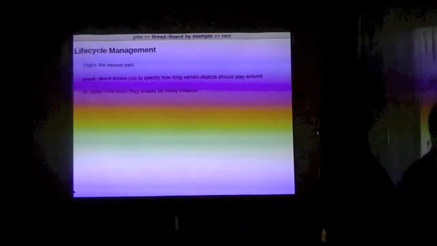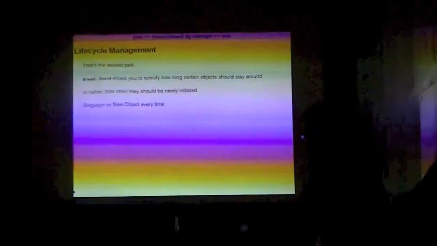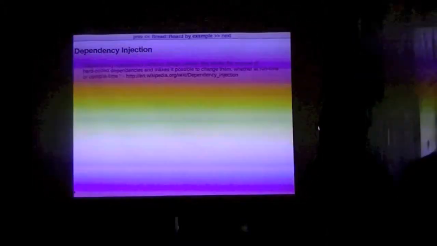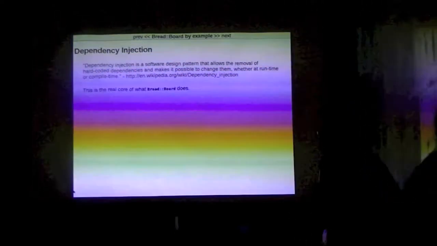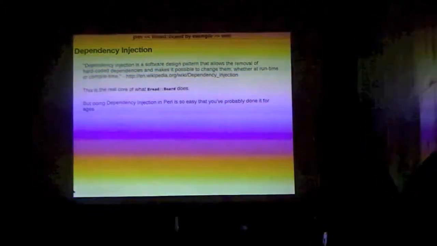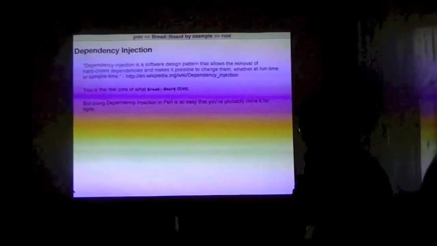Lifecycle management is easy. Bread Board allows you to specify how long a certain object shall exist, or rather how often it should be newly initialized. Is it a singleton, where you want it once, or should it be initialized every time you need it? So IOC is a buzzword, lifecycle management is easy, which leaves dependency injection, which also has a nice Wikipedia definition. It's about the removal of hard-coded dependencies and making it possible to change them at runtime or compile time. That's the real core of what Bread Board does. But doing dependency injection is so incredibly easy that you have probably done it for ages.